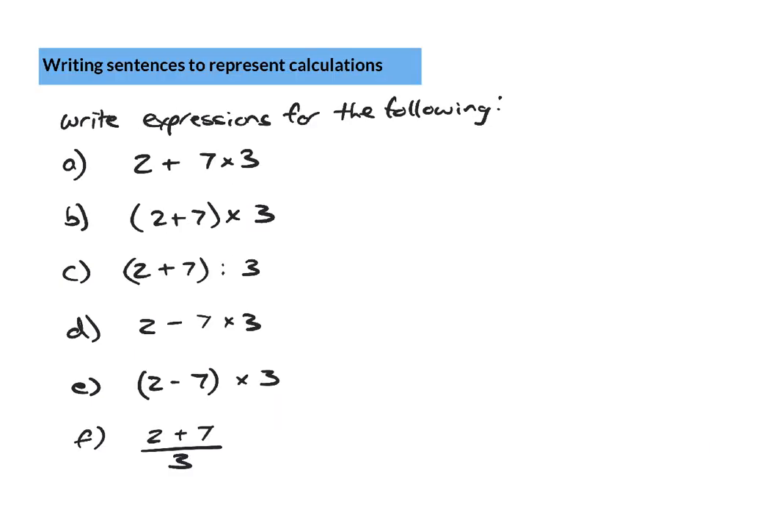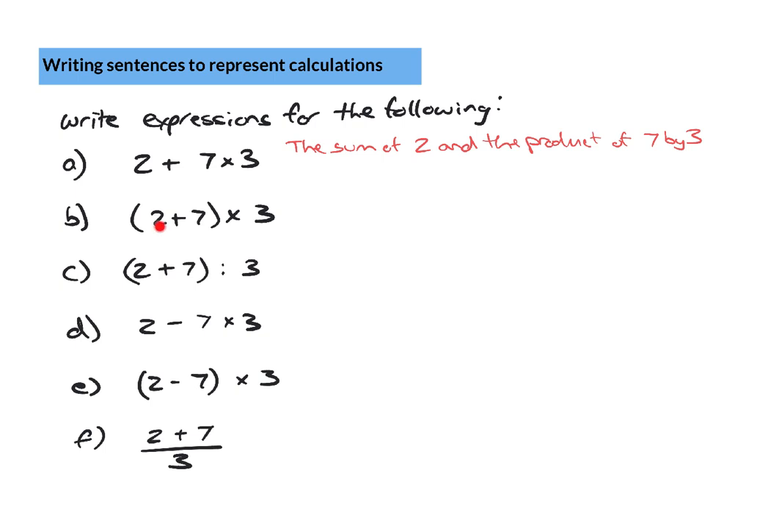Now the really horrible one, writing sentences to represent the calculations. So let's have a look at these. The first one, 2 plus 7 times 3. Now we know we're going to do the 7 times 3 first, and then we're going to add on to the 2. But I'm going to try and write it the way it's written down. So we have the sum of 2 and the product of 7 by 3. So that is the sum of 2 and the product of 7 by 3.